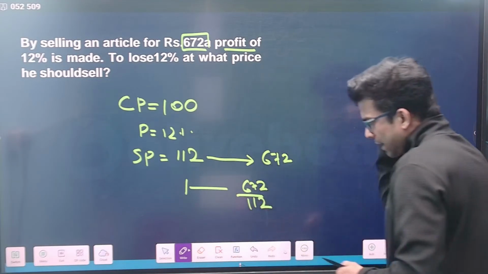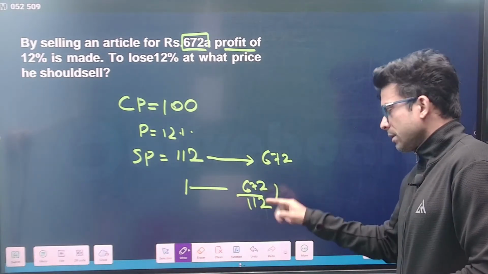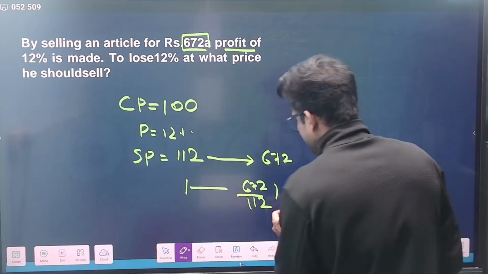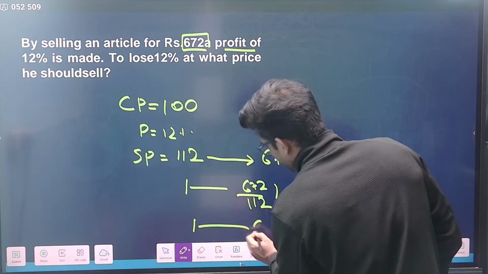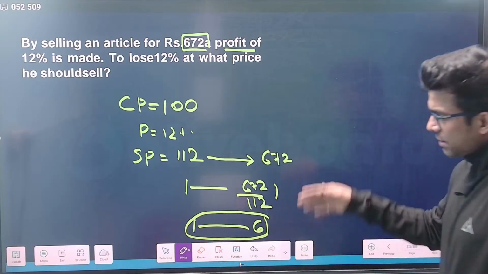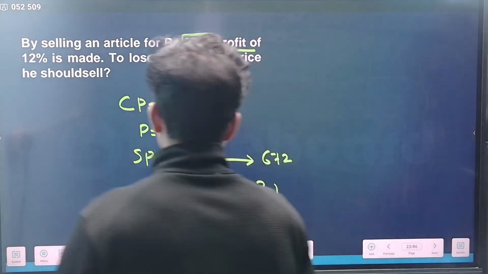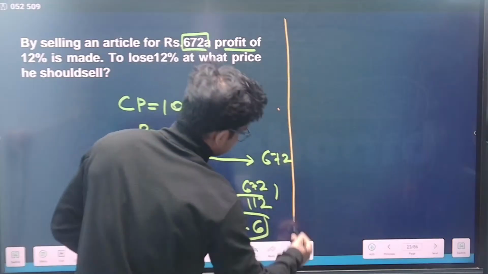If you multiply, 112 times 6 goes to 672. It will go 6 times, no? So the value of 1 would be 6. Correct? I hope this much is clear to you, that this much till now is clear to everyone, what is basically happening.